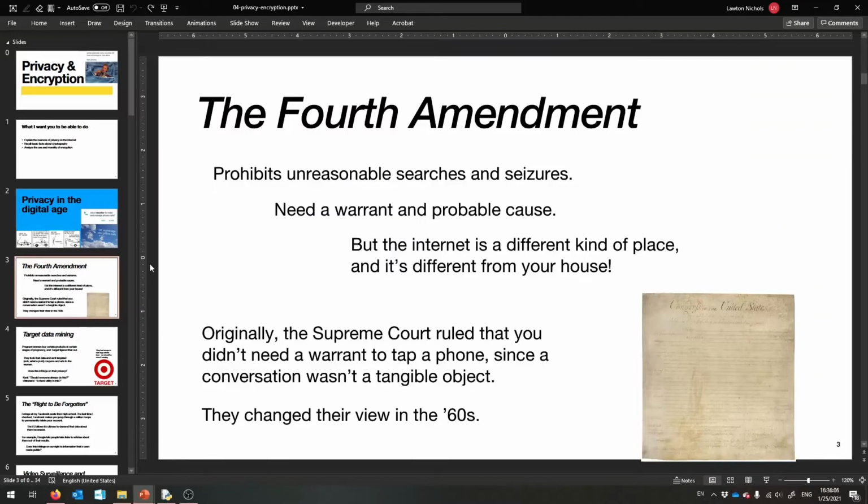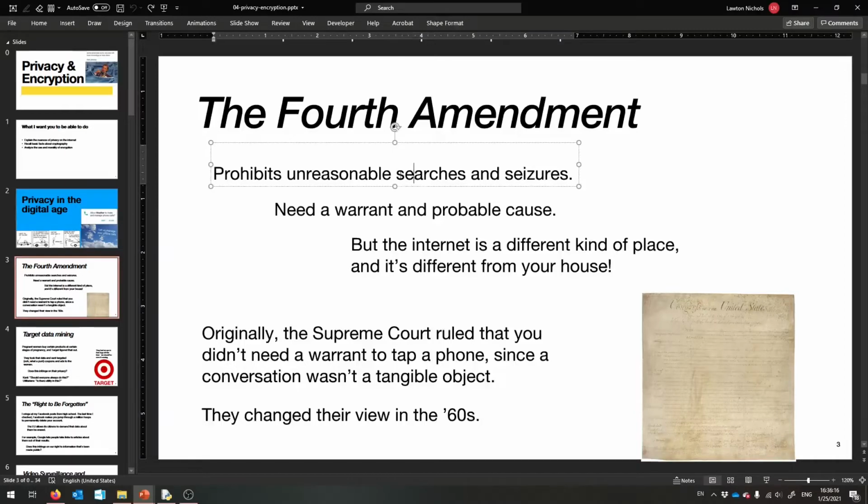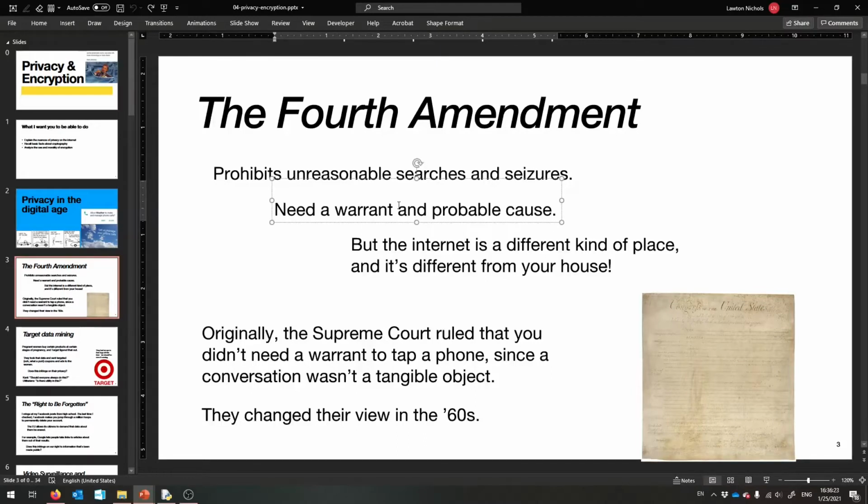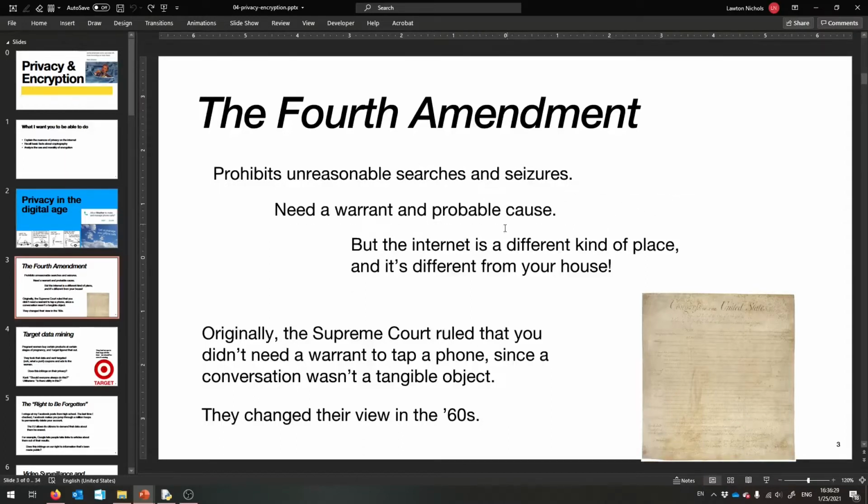So, let's talk about the Fourth Amendment. Okay, so you may have learned about this once upon a time, and what it does is it prohibits unreasonable searches and seizures. So that seems kind of privacy related, and the idea is, the cops can't bust in on you without a warrant, right? They need a warrant and probable cause. That is the hope, okay?